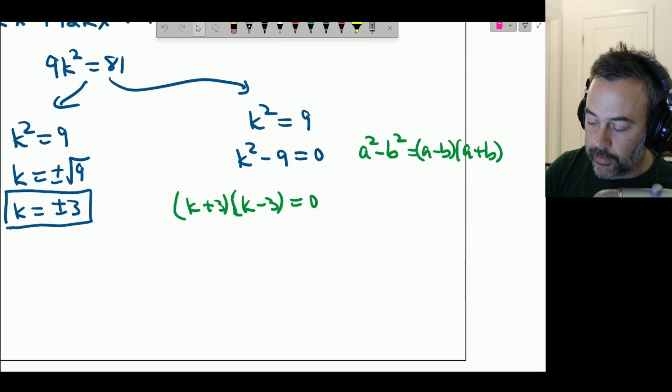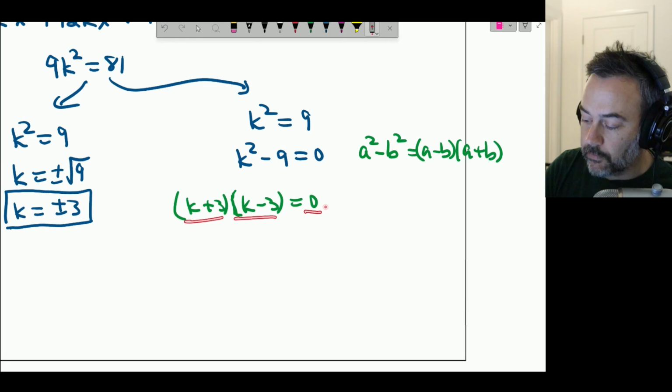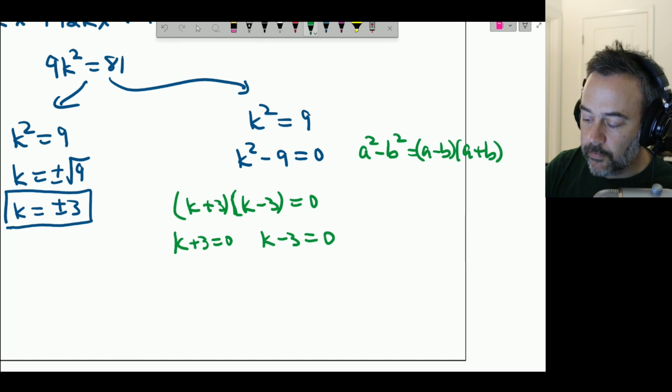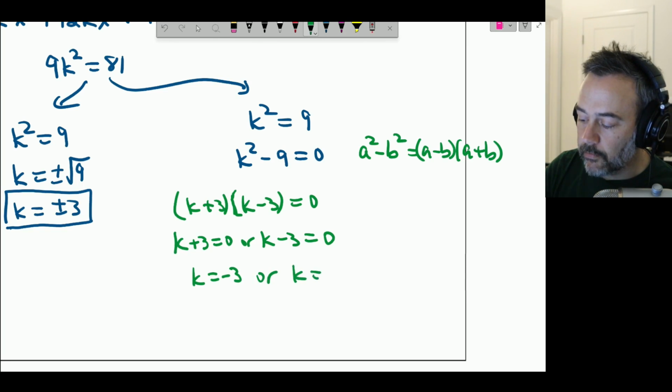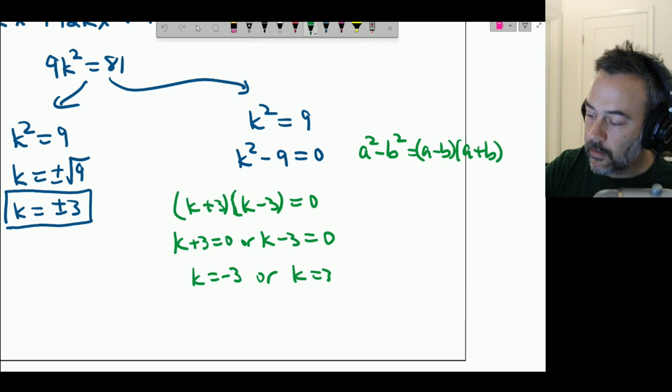The zero product property says that if I have this times this equal to 0, then either this is 0 or k minus 3 is 0. Remember, or means union. So I'll take the solution I get from this equation and the solution I get from this equation, put them together into one set, and that's my solution set. I get k equals -3 or k equals 3. And so my solution set, and this is the way the book might write it, is -3, 3.